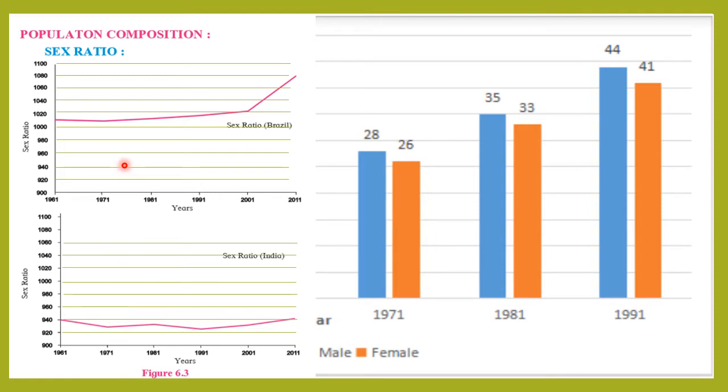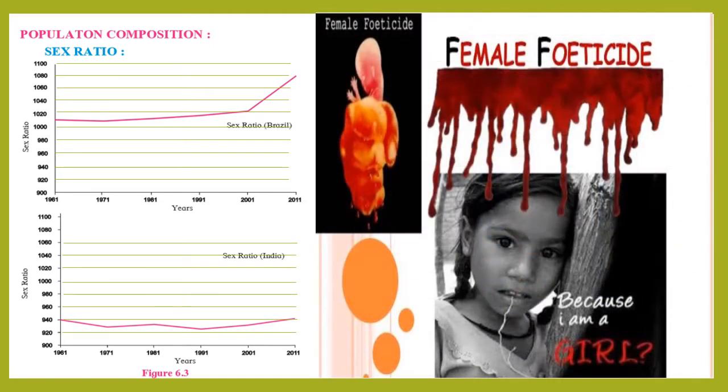So if we compare both Brazil and India, we can see that in Brazil females have outnumbered males, whereas in India the female population is lower than that of the male population, meaning males have outnumbered the females. What must be the reason behind this? The reason behind this is that female fetuses are killed.